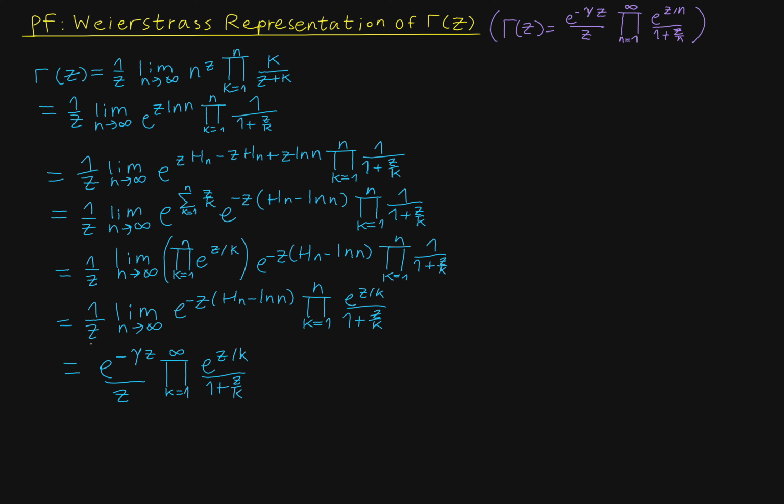And now technically here I used a different bound. Instead of n I used k, but again those are just dummy variables. They could be whatever you want. This is still valid.